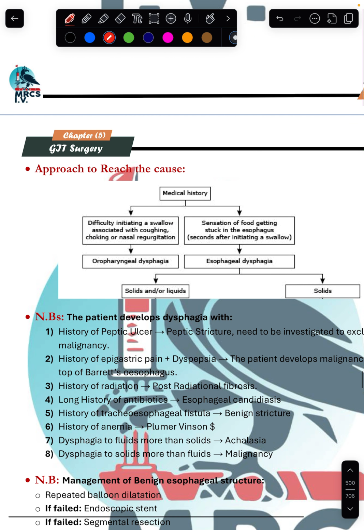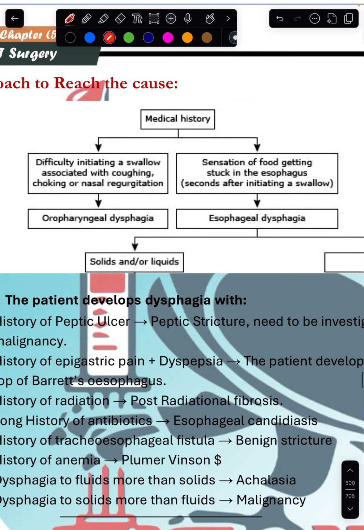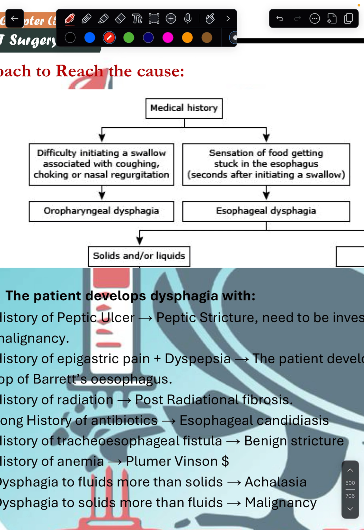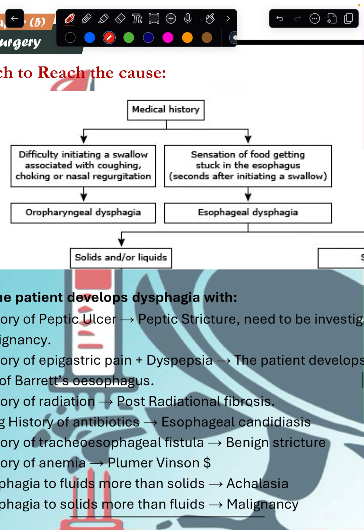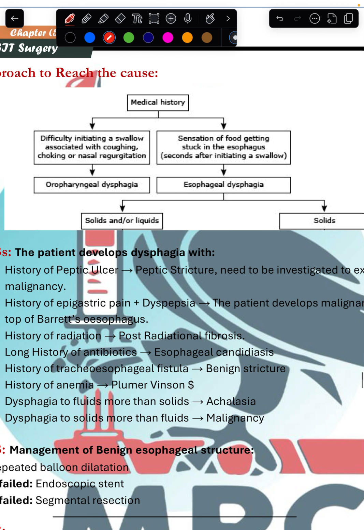Approach to reach the cause: what is the cause of dysphagia? Medical history: difficulty initiating a swallow, associated with coughing, choking, nasal congestion, is oropharyngeal dysphagia. Sensation of food getting stuck in the esophagus seconds after the initial swallow is esophageal dysphagia. Whether it is solids or liquids, or only solids, that you have to see.